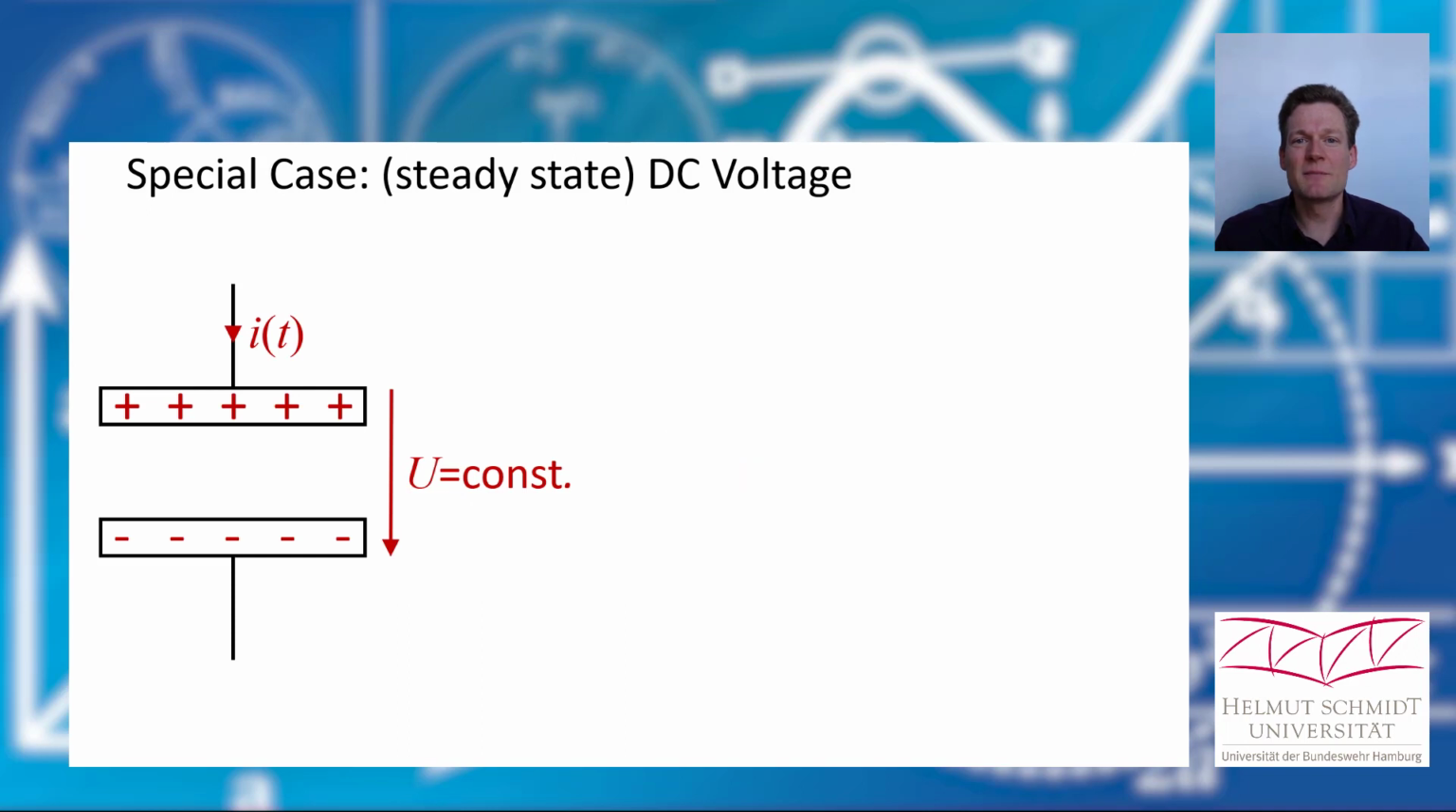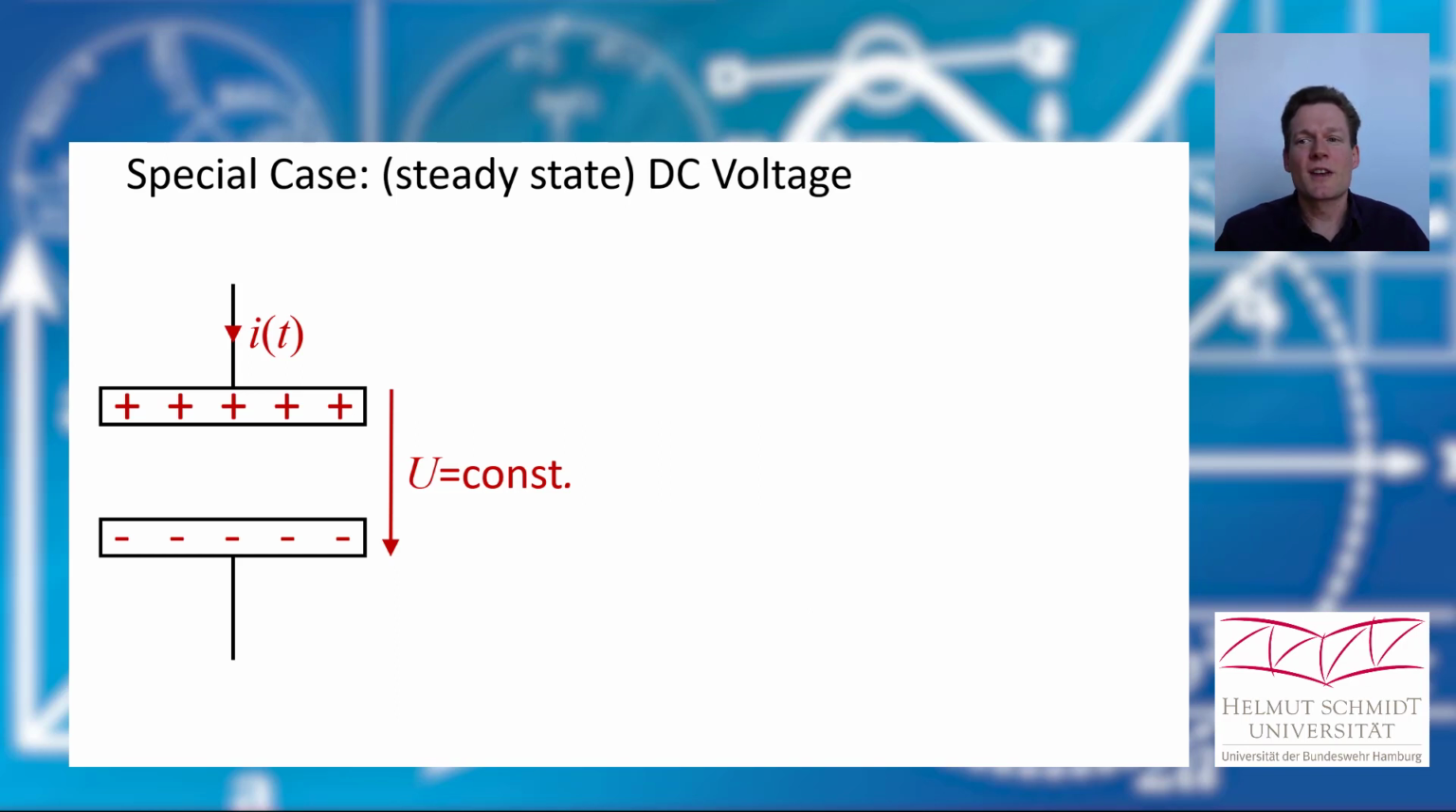Let's have a look at what this means for a DC circuit in steady state. Steady state means that the charging or discharging process is finished, so we don't have any variation of voltages or currents in time in the circuit anymore. Everything is constant.